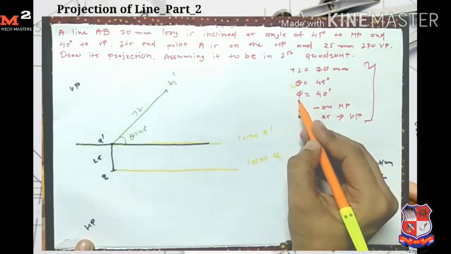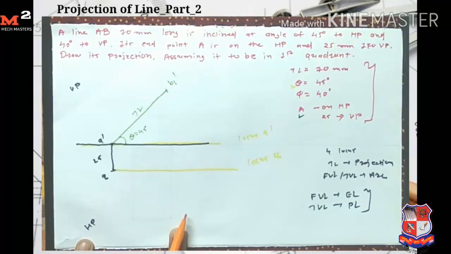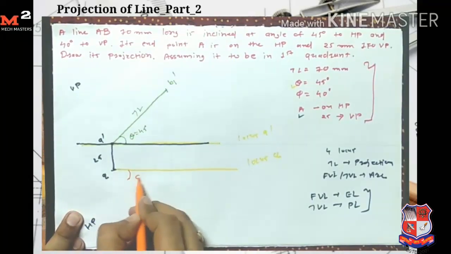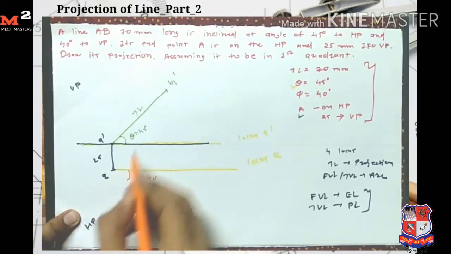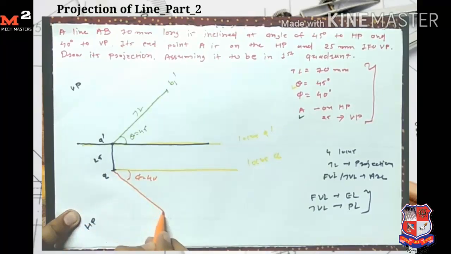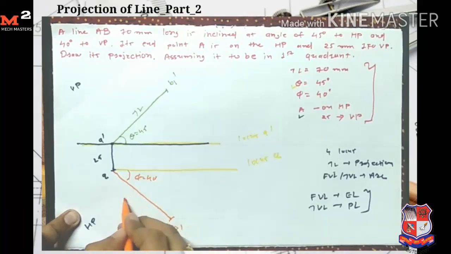Okay, the line makes an angle of 40 degrees with the vertical plane. So we represent it on HP. From point A I take the angle phi equal to 40 degrees and the true length of 70 mm. I draw one line here. Here I get my point B1. This length is equal to the true length, 70 mm.